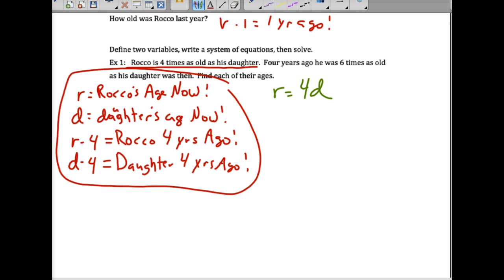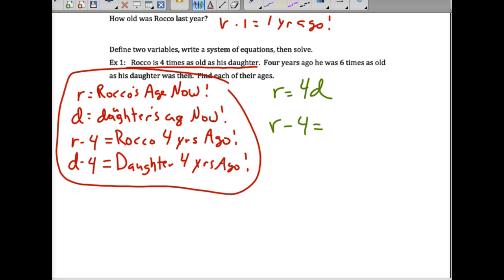Kevin. Nico, take a risk. Come on. R minus 4 equals 6 times the quantity D minus 4. Make sure you say times the quantity, because you've got to use parentheses. Because we want 6 times as old as she was then, her whole age back then.